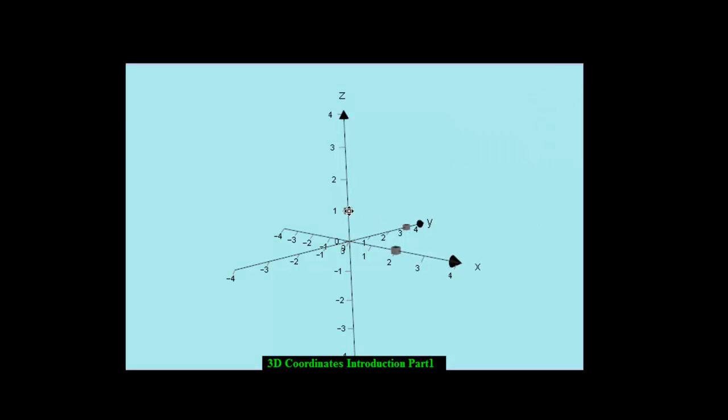What about this point here? Well, we're not going in that direction, nor are we going that way, we're just going up. So it'll be 0 for x, 0 for y, and 1 for z. And that's what it looks like. 0, 0, 1.